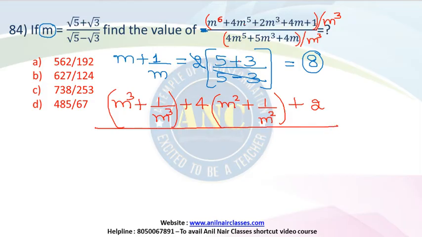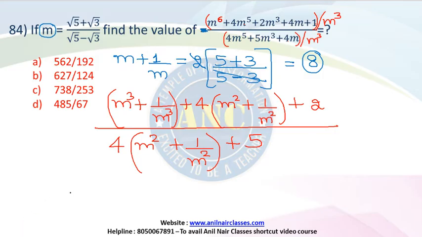Whole thing divided by 4 m power 5 by m power 3. It is 4 into m square plus the last term is 4 m by m power 3. It is 4 into m by m power 3, which is 1 by m square. So 4 I took common factor, plus 5 m cube by m cube, it is 5. This is how you should directly write it.